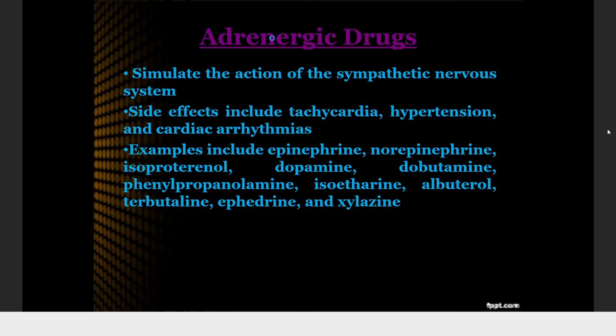For beta 1, they have increased heart rate and force of contraction. By using an adrenergic blocking drug, they will give the heart rate the opposite effect. And for beta 2, they will dilate bronchioles and relax the gastrointestinal tract. If you use beta 2 blockers, they will constrict the bronchioles. There are opposite effects. I think that's all good.